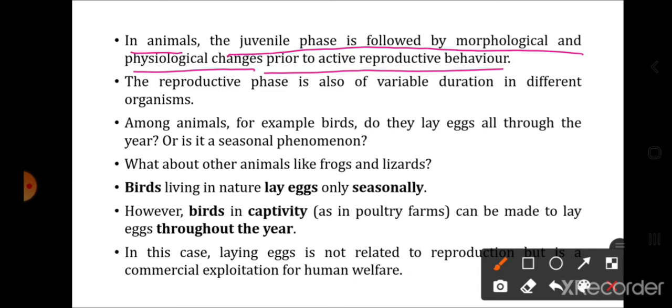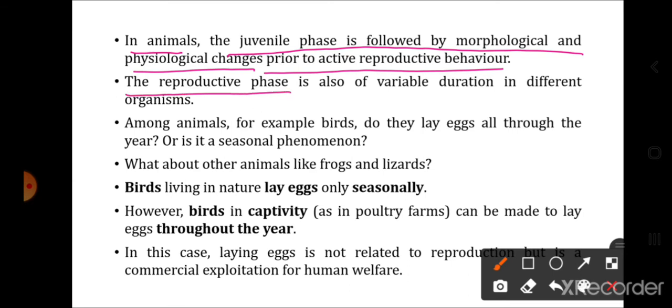So, from the juvenile phase to the actual reproductive phase, from puberty onwards, many morphological and physiological changes occur. For example, in human beings, we see the development of hair in different regions of the body. In females, there is development of the mammary glands. The development of muscles occurs in males. These are certain changes which occur in animals when they transit from the juvenile to the reproductive phase.